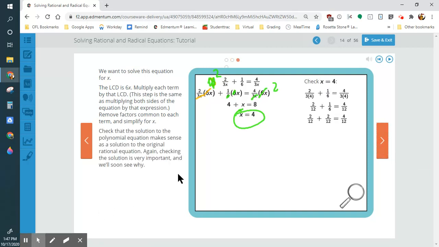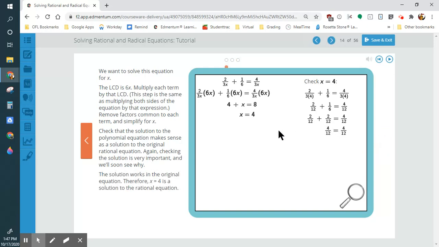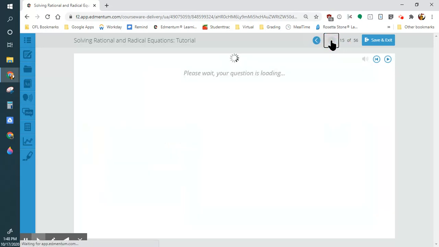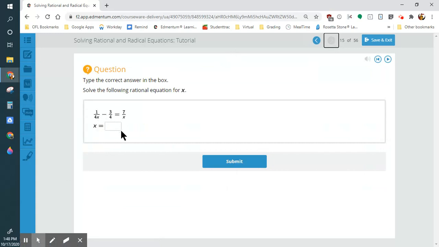All right, give me a second here. Let me erase all that. Another way of doing this, oh, they're just checking their work. So if you plug in the 4, everything should check out just fine. Let's move on. So now we're going to do this.